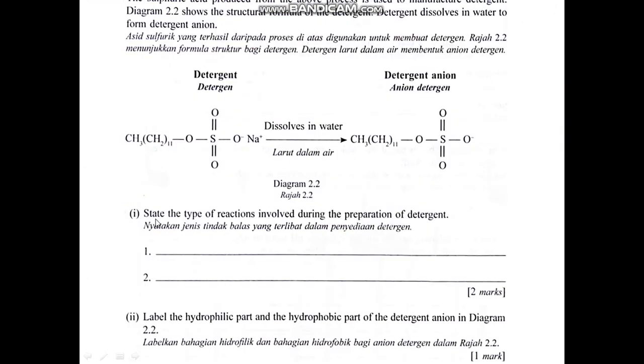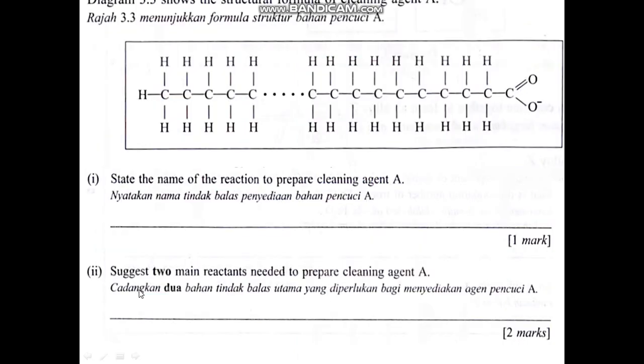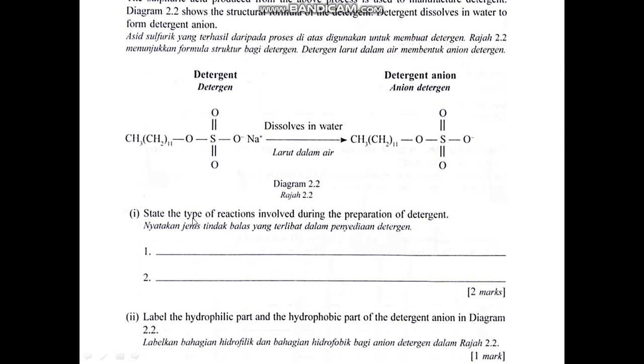The next slide: state the two types of reaction involved during the preparation of detergent. This one is detergent. Why? Because S is surrounded by 4 O. What are the two types of reaction? Just now, look at this slide. I asked you guys to find out the two similarities. The two similarities are sulfonation and neutralization. Yes, these are the answers for this. You score 2 marks. Make sure your spelling is correct.